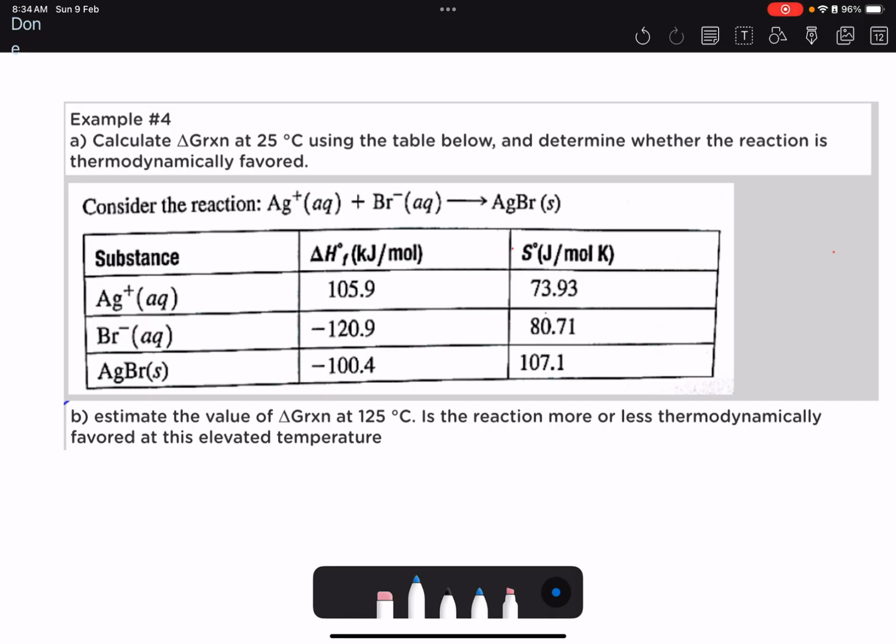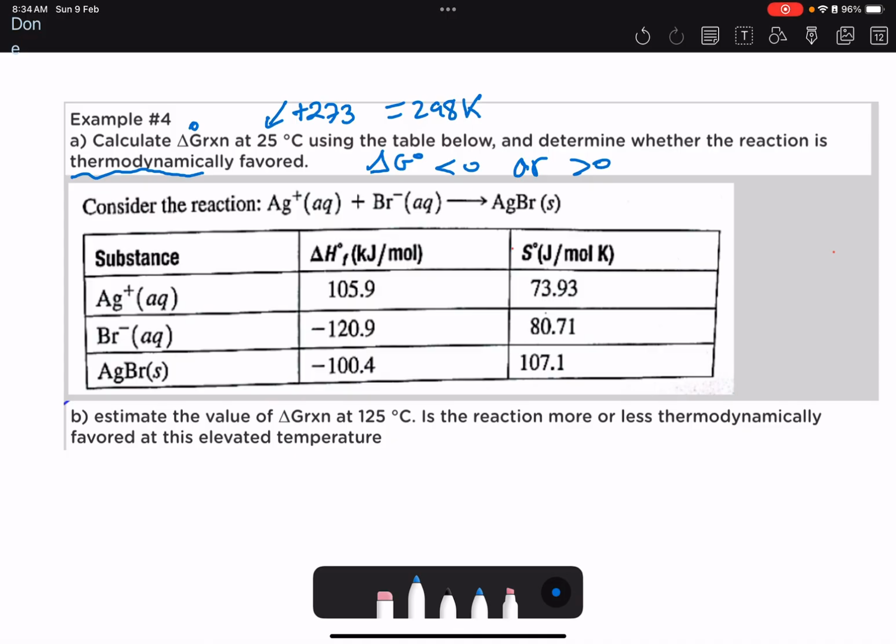Now moving on to another question. Calculate the delta G standard at 25 degrees Celsius. Remember, we never leave the temperature in Celsius. We always add 273 to it to become Kelvin. Determine whether the reaction is thermodynamically favored or not. So they're telling you just find delta G, whether it is negative or positive.